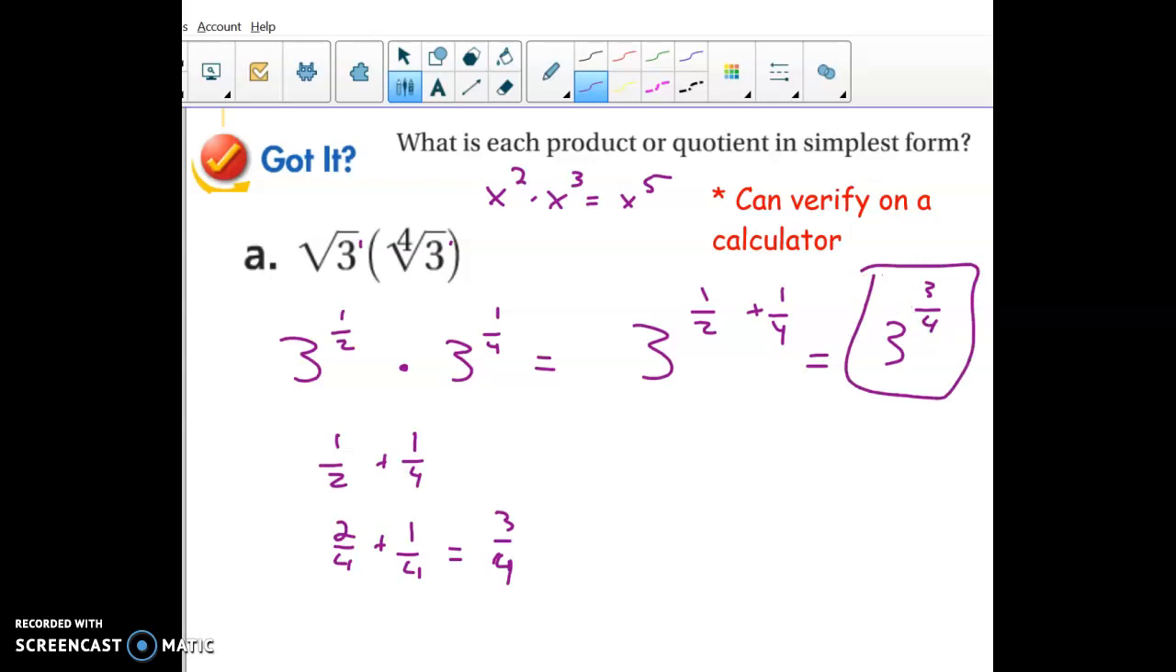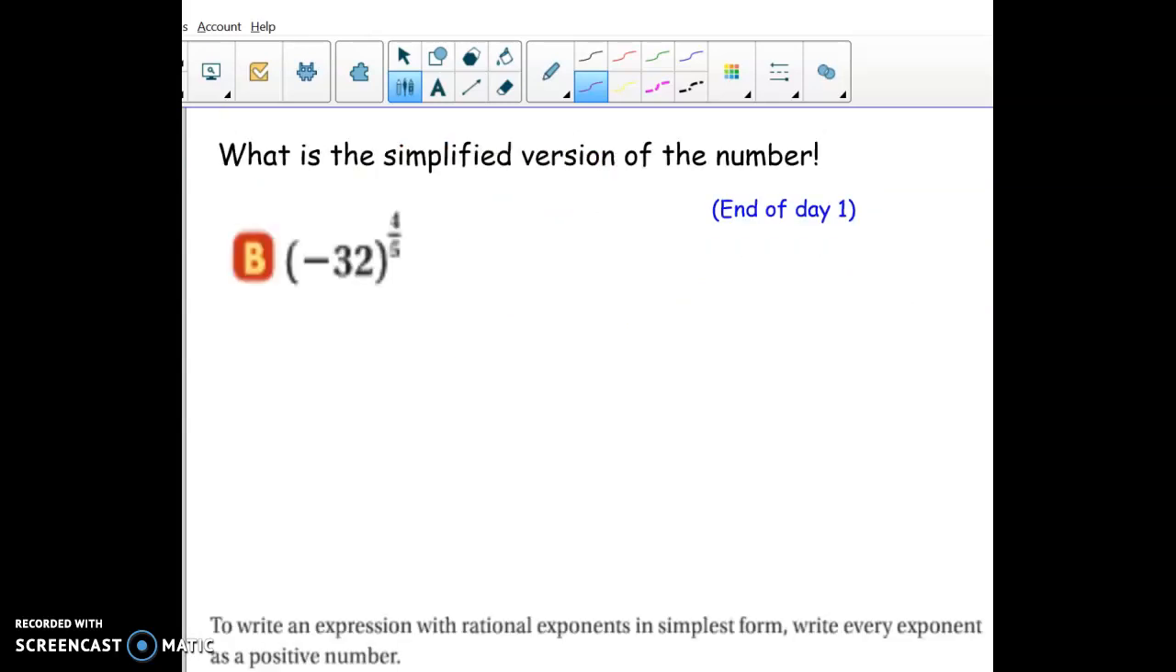All right, let's see if we can get at least one more in here. It says end of day 1, so this would be a perfect place to end. This is really hard to see, so I'll rewrite it. It's negative 32 to the 4/5 power. All right, give it a shot.